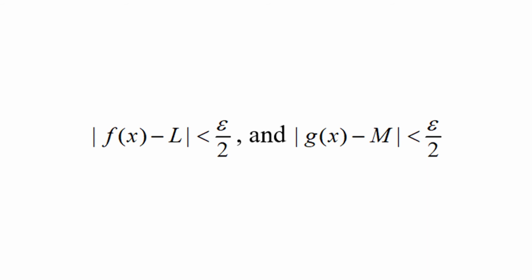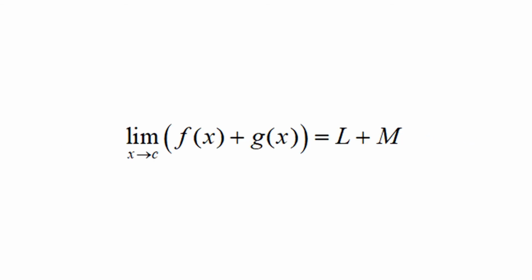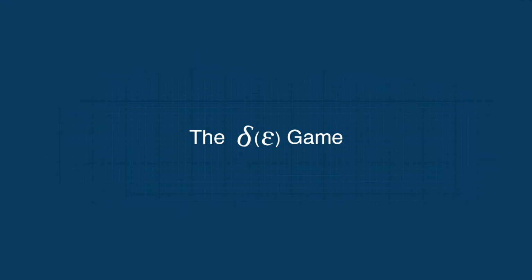Therefore, if 0 < |x − c| < delta, we have |f(x) + g(x) − (L + M)| ≤ |f(x) − L| + |g(x) − M| < epsilon by 2 plus epsilon by 2 equals epsilon. This shows that the limit of f(x) + g(x) as x approaches c is L + M.